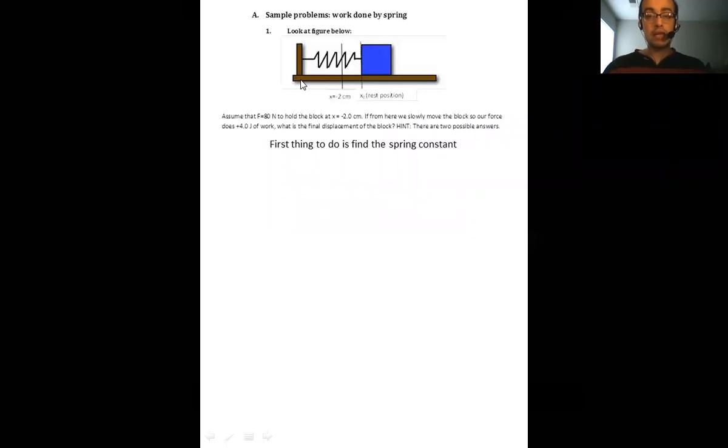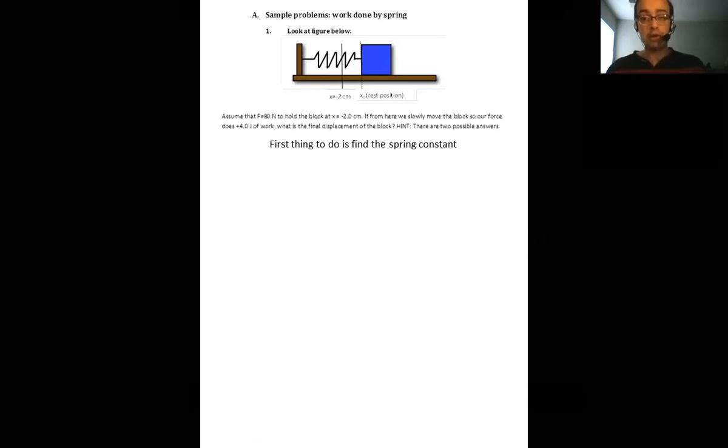So let's take a sample problem when we're looking at work done by a spring. We have here a spring, there's a rest position, and there has been a displacement of 2 centimeters or negative 2 centimeters, meaning that we have compressed the spring by 2 centimeters using a force of 80 newtons. If we slowly move the block so our force does 4.0 joules of work, what is the final displacement of the block? And it's also reminding us that there are 2 possible answers.